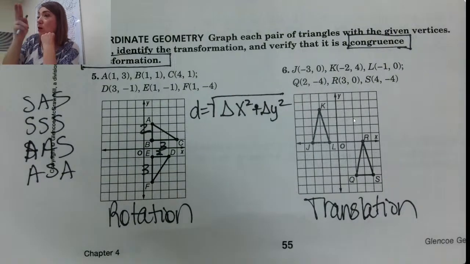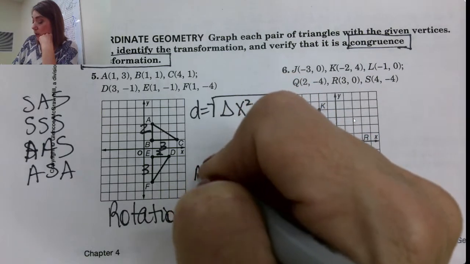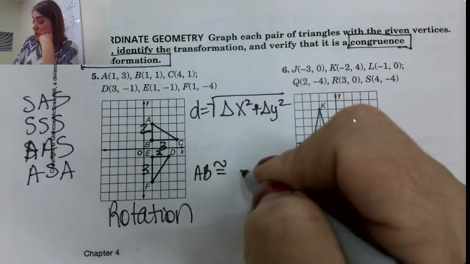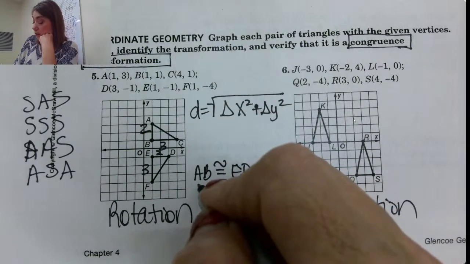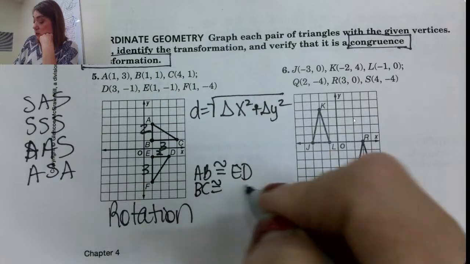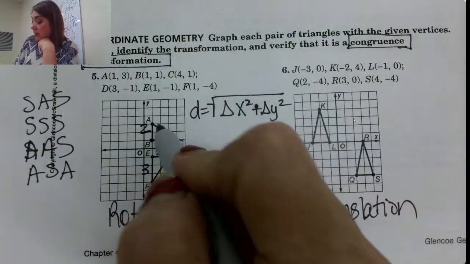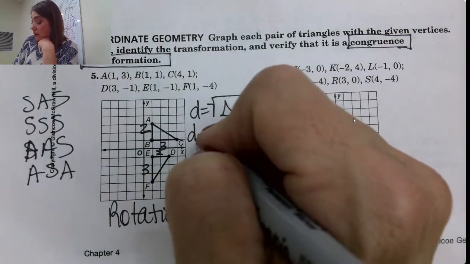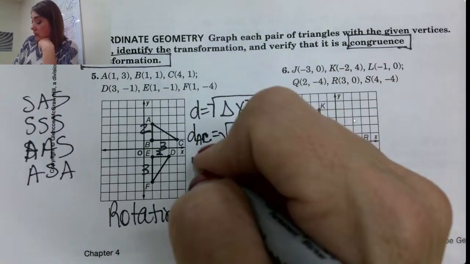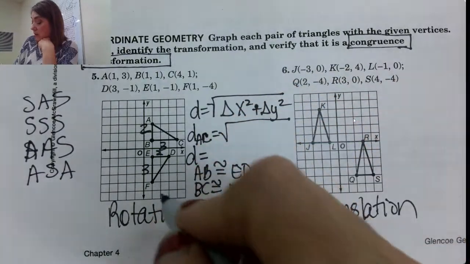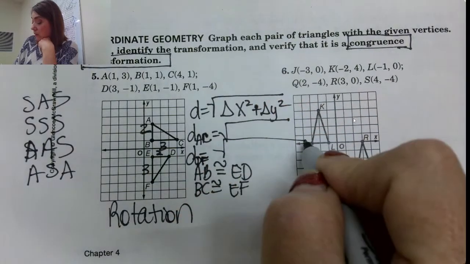And if we did it to all 3 sides, which we don't need to do, we know that AB is congruent to ED, and we know that BC is congruent to EF because we've already labeled them, right? But we need to find how long is AC. So we'll do that math. And we need to find how long it is between DF, right? So we'll do that math.